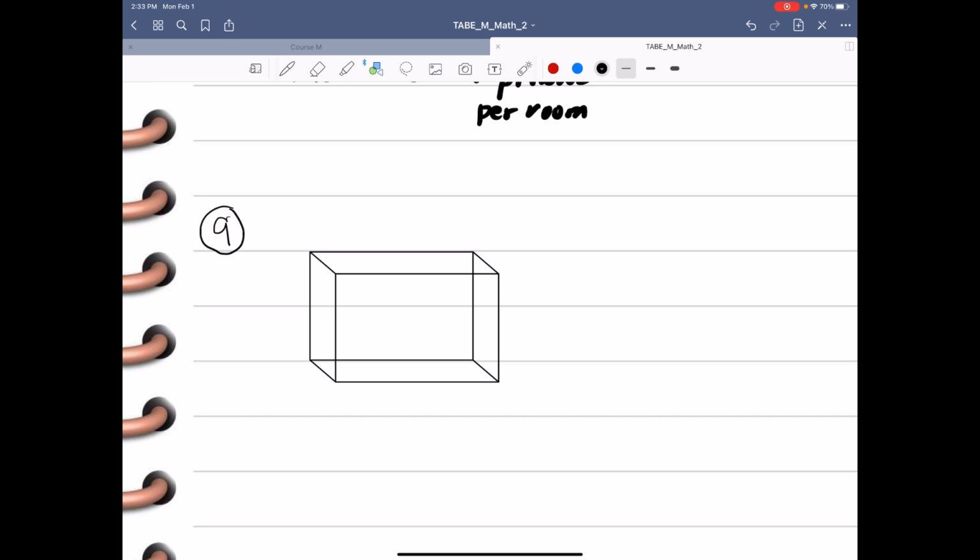So here's the TV box that comes to the door. It is 4 feet long. It is 2 feet wide. And it is 3 feet tall. So put your dimensions in there. This is length. This is width or thickness. And this is height.